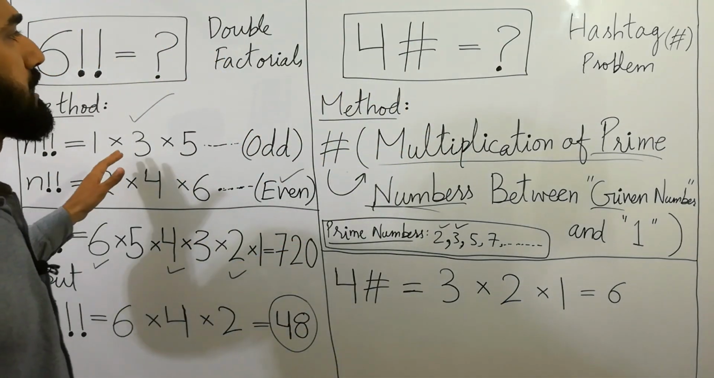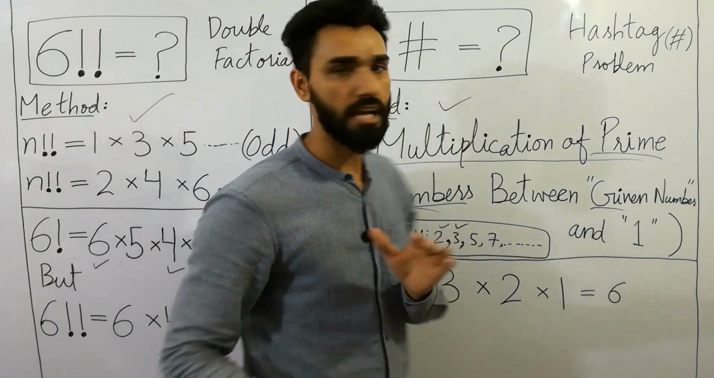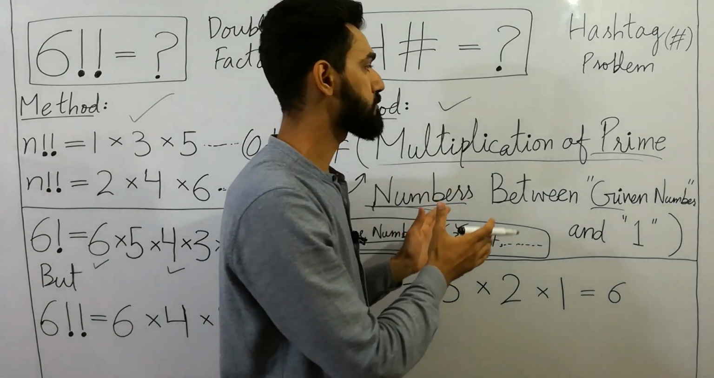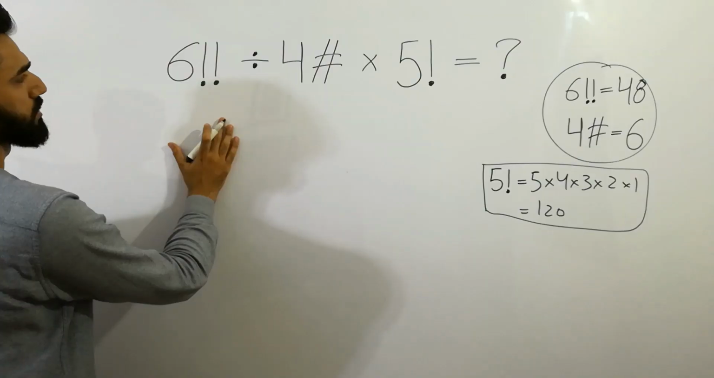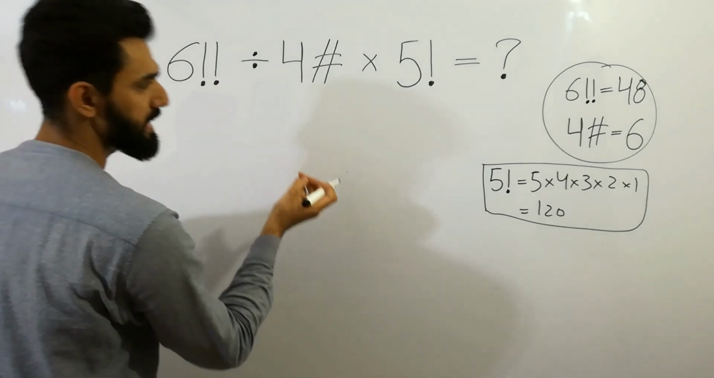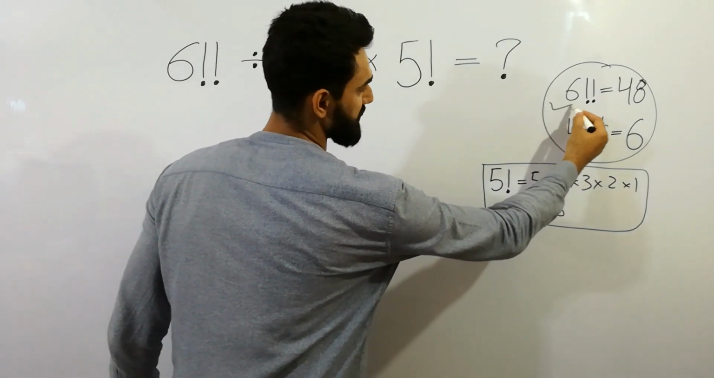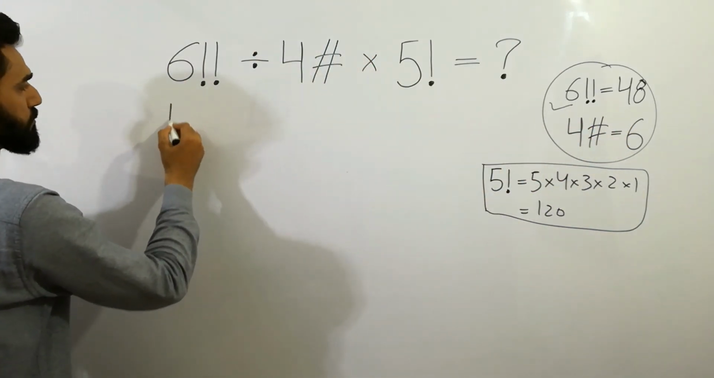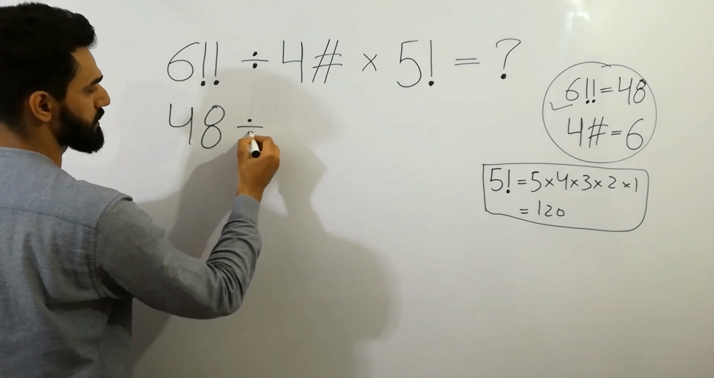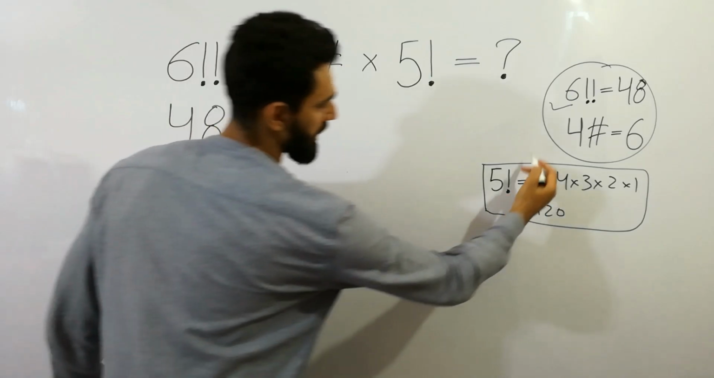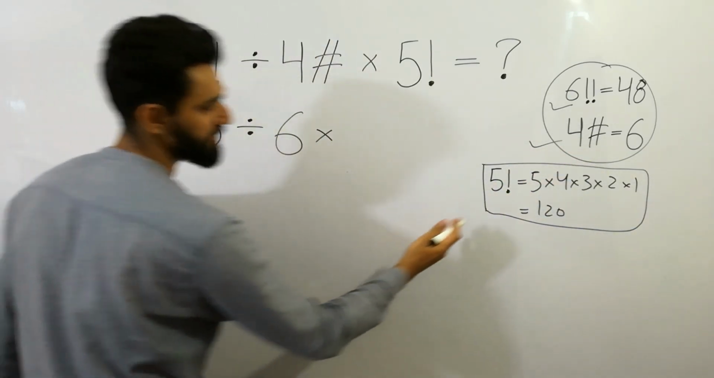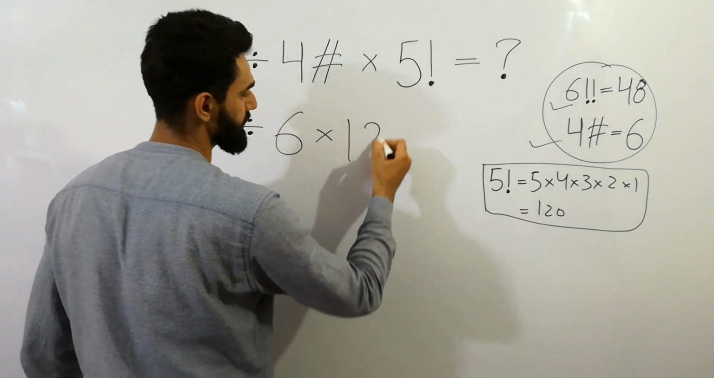Must remember that. I hope that you have cleared the concept of how to solve double factorial problems and how to solve the hashtag problem. Now I'm going to solve the problem. Now you can easily solve this problem, which is very easy. So here 6 double factorial is equal to 48, divided by 4 hashtag. 4 hashtag is equal to 6 multiplied by 5 factorial, which is equal to 120.